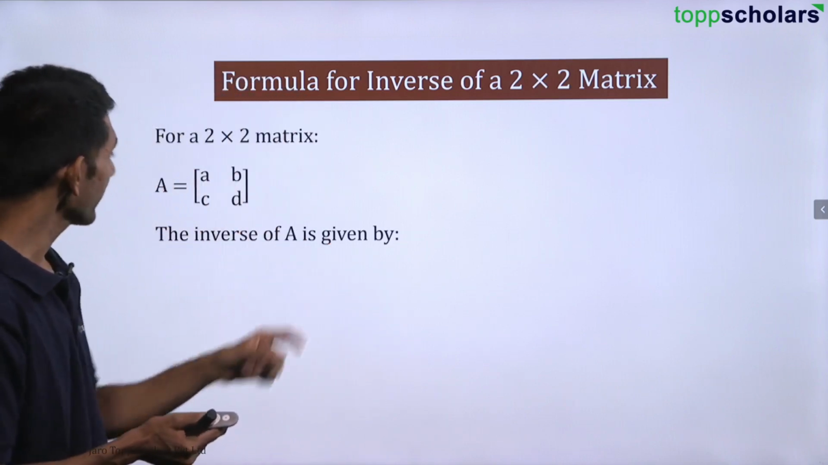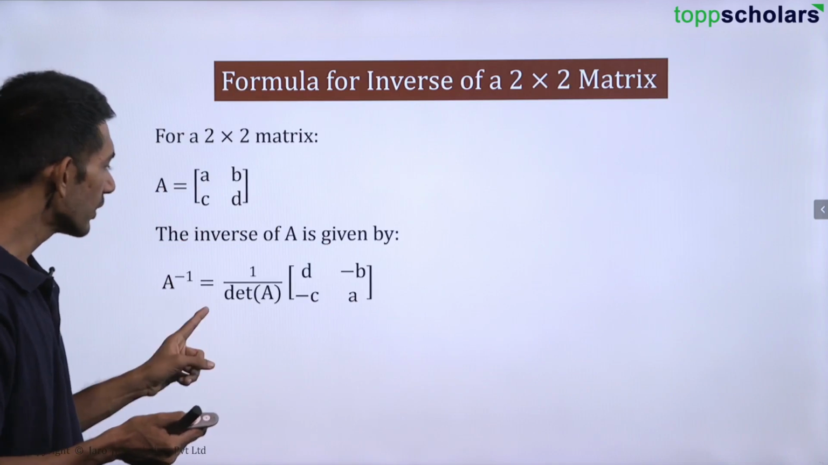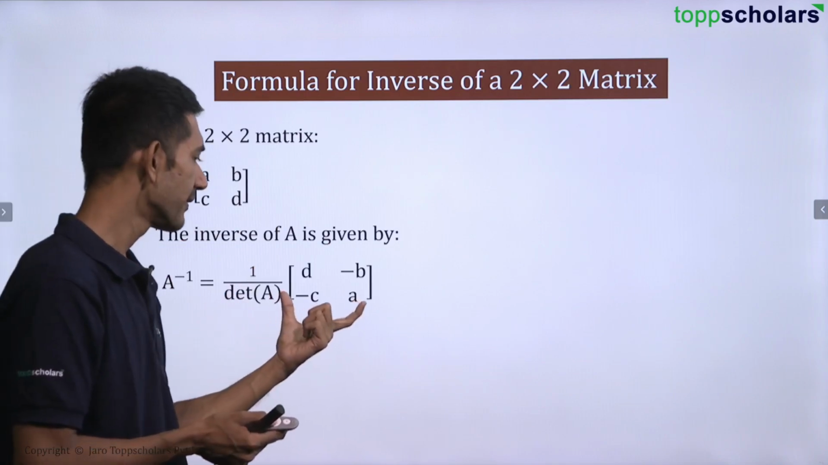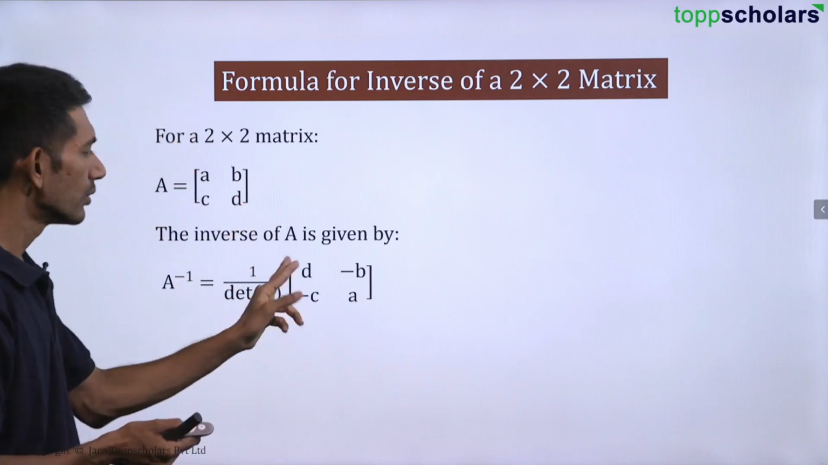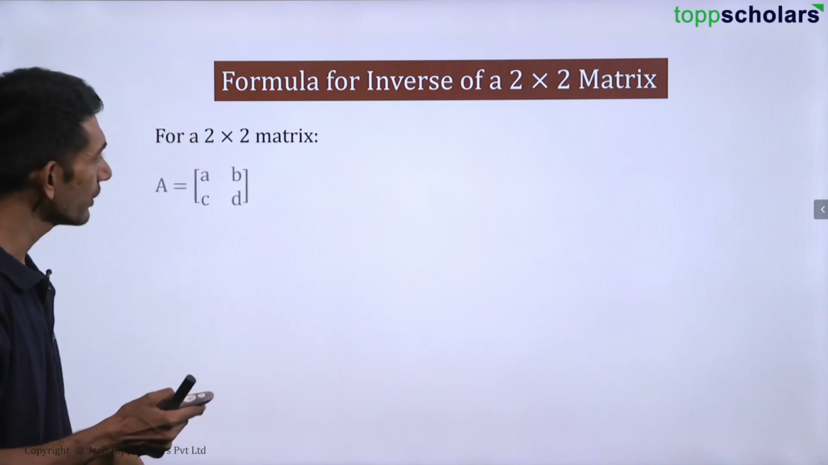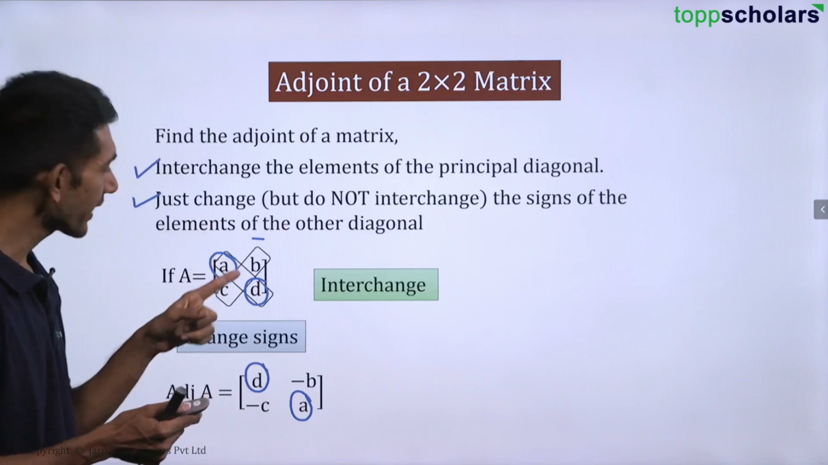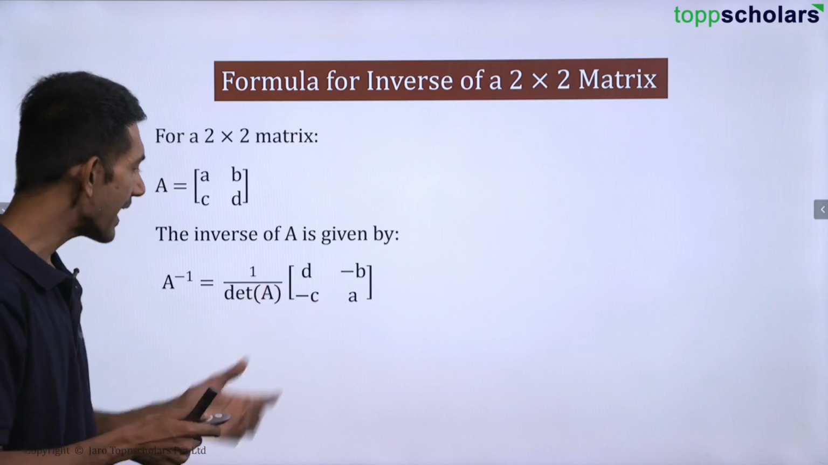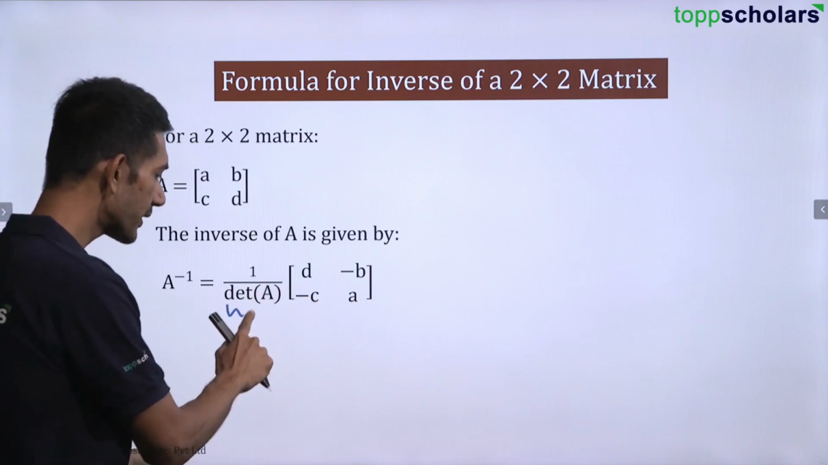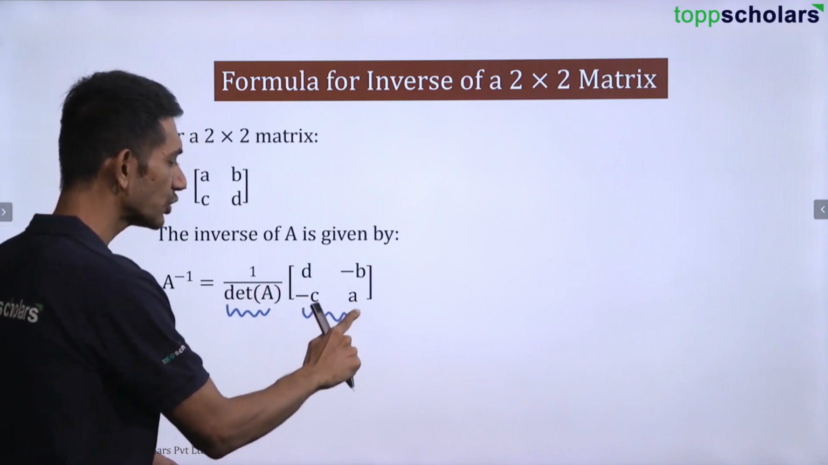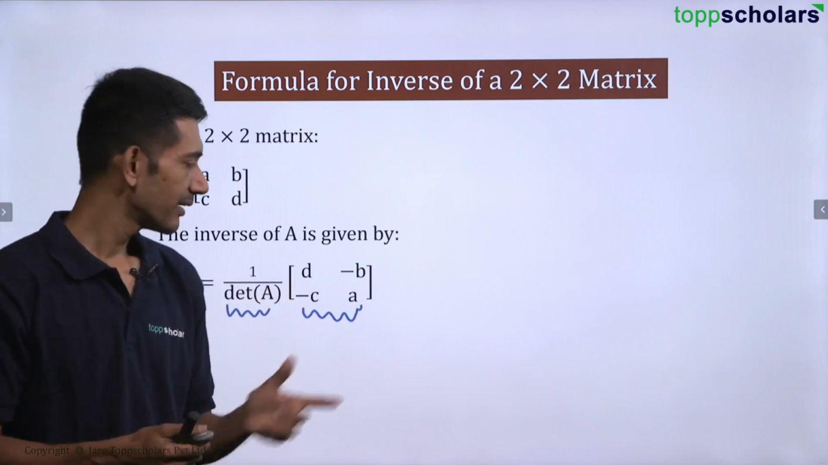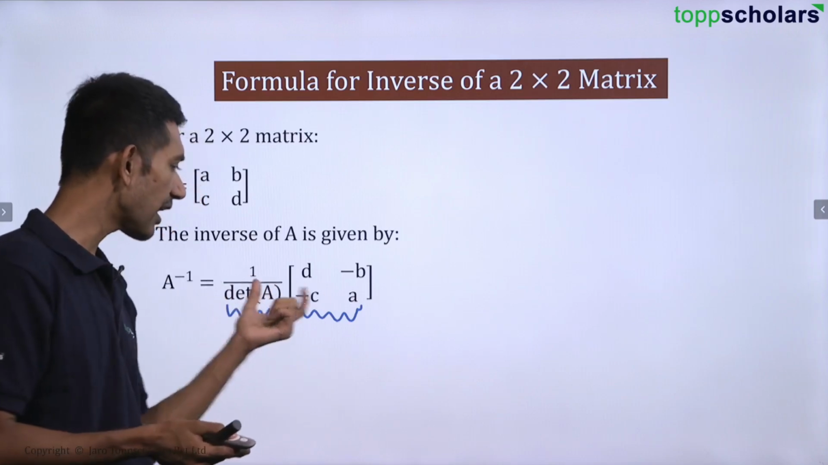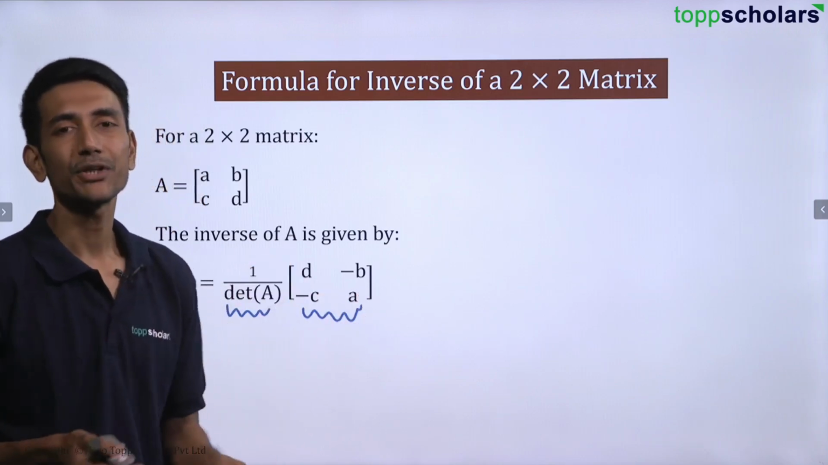So the inverse of matrix A is given by A inverse equals 1 by determinant of A, multiplied by the adjoint of A. You need to find the determinant, you need to find the adjoint, take 1 by the determinant, and multiply this scalar with the adjoint matrix. You will get your inverse.